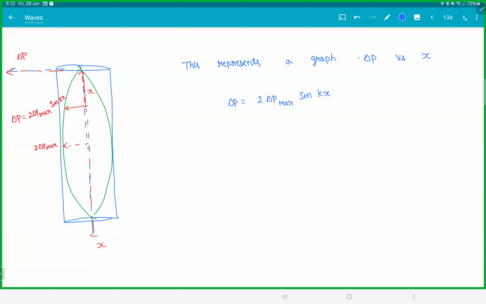Now the meaning of this is, imagine I make a hole here. If I make a small hole here, since the pressure here is more, what will happen? The gas will come out with more force. And here the gas will come out with less force.